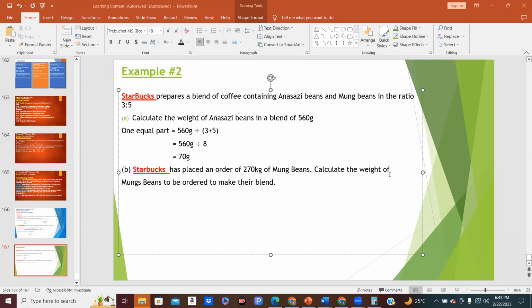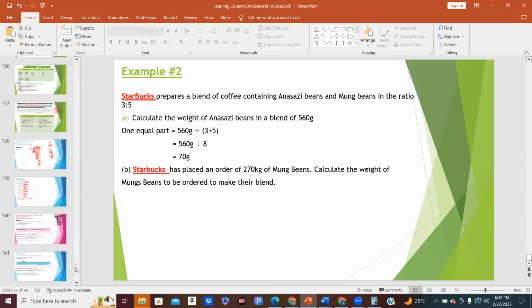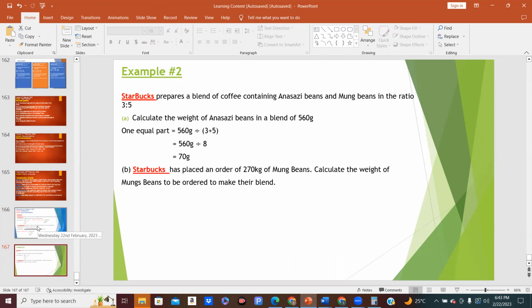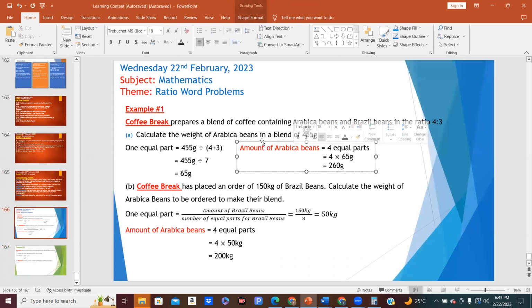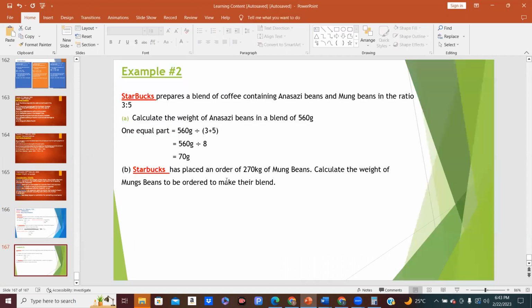Zayden, how are we going to get the amount or the weight of Anasazi beans in the blend? We multiply. We multiply what? 70 and 3. 70 and 3, very good. And the reason why we use 3 is because it's 3 equal parts for the Anasazi beans.